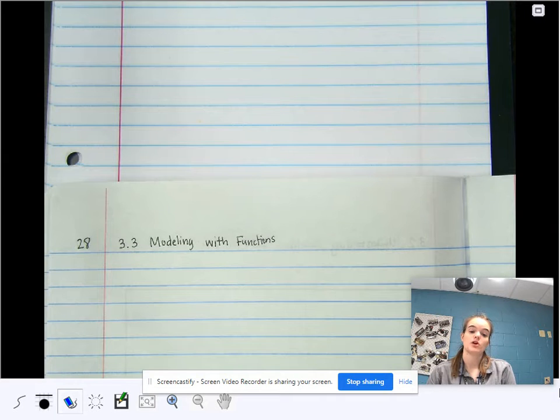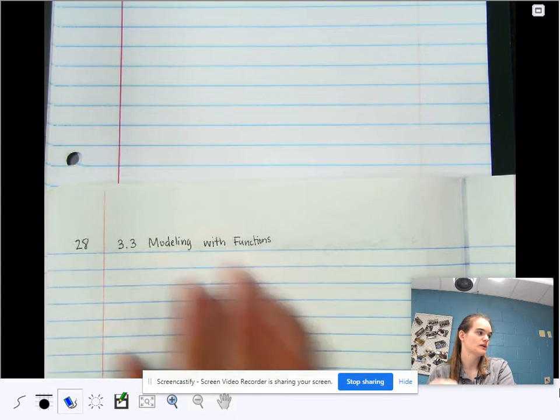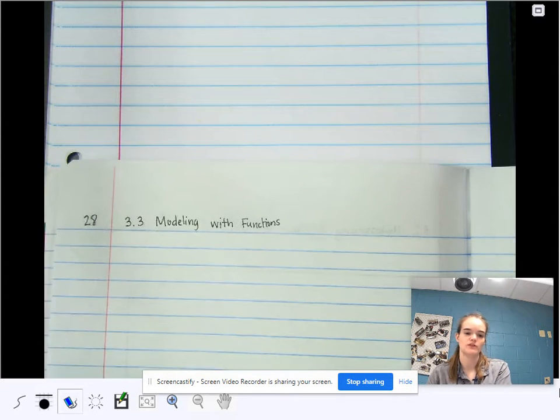All right, today we're going to be talking about modeling with functions. Specifically, we're going to be talking about independent and dependent variables. So go ahead and label page 28 as 3.3, modeling with functions. And then we are going to get started on independent and dependent variables. We're only going to do 28 today. 29 does have the same title, but we won't do that one today.